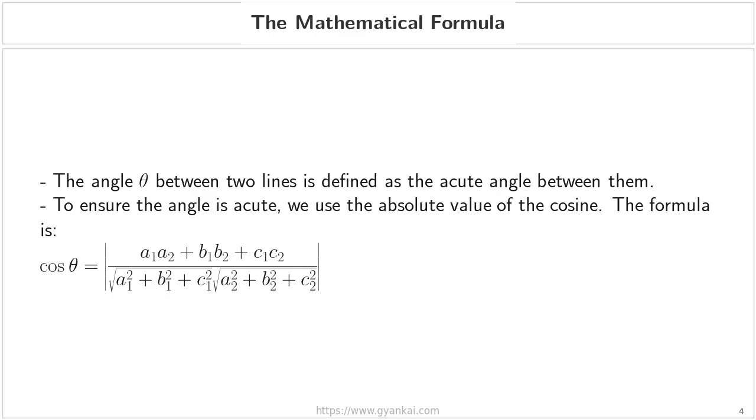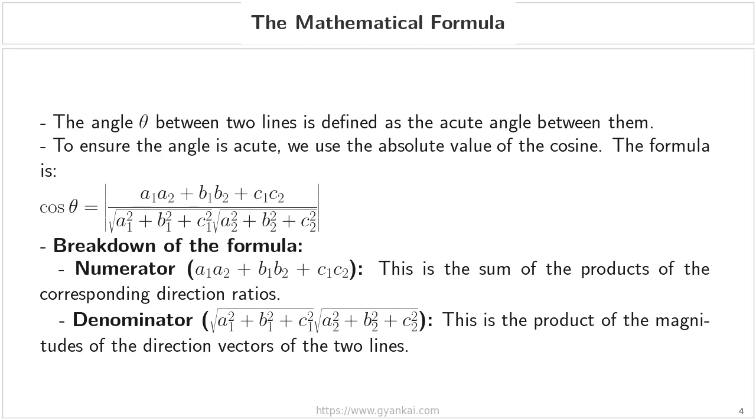Here is the formula. Cosine theta equals the absolute value of the quantity a sub 1 a sub 2 plus b sub 1 b sub 2 plus c sub 1 c sub 2, all divided by the quantity, the square root of a sub 1 squared plus b sub 1 squared plus c sub 1 squared, multiplied by the square root of a sub 2 squared plus b sub 2 squared plus c sub 2 squared.